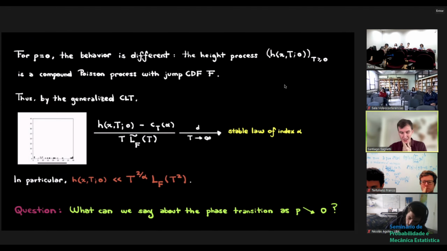So what we see here is that the speed of growth depends on p. For p positive, essentially the speed of growth is a constant depending on p times t to the 2 over alpha, times h if you want. And for p equals 0, it's less than that, a slower speed of growth. So we kind of have the same phenomenon as before. The system behaves in one way for p positive, and a different way for p equals 0.